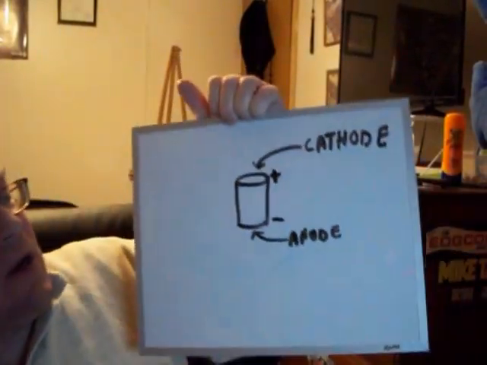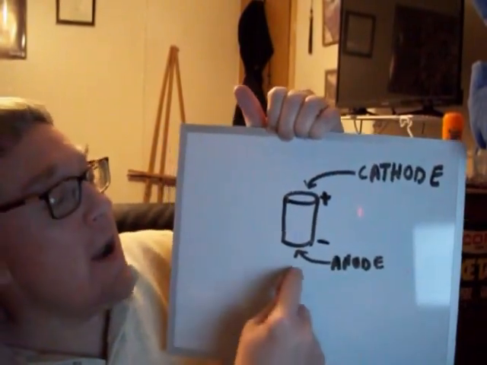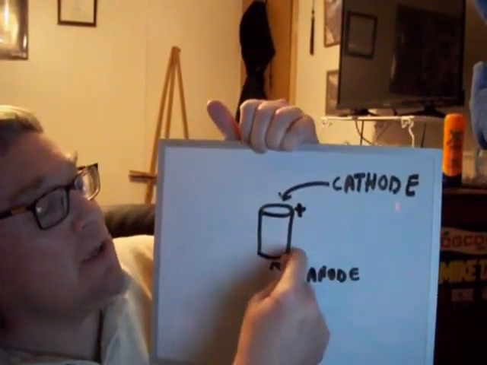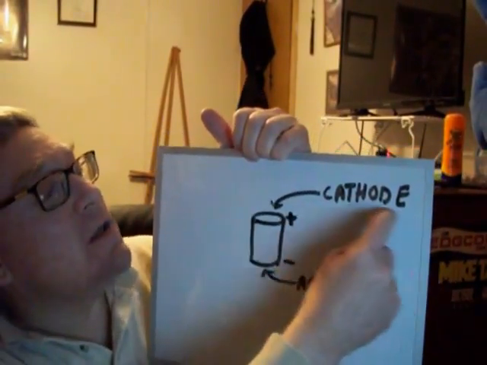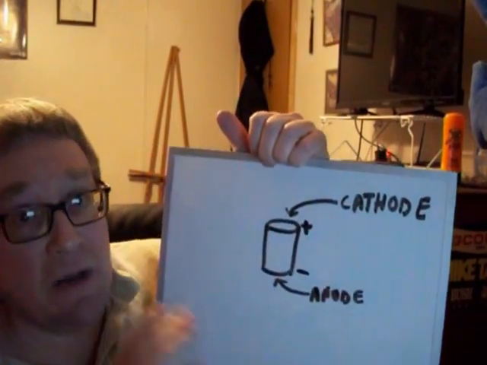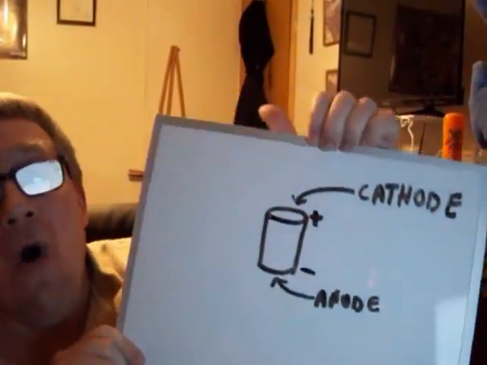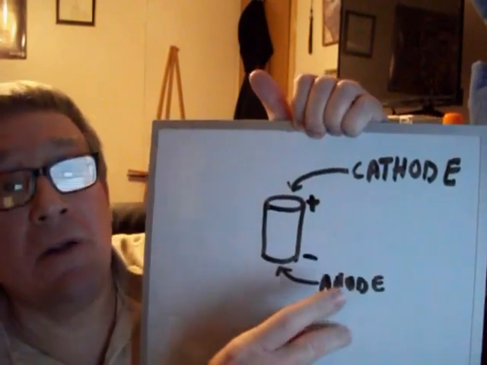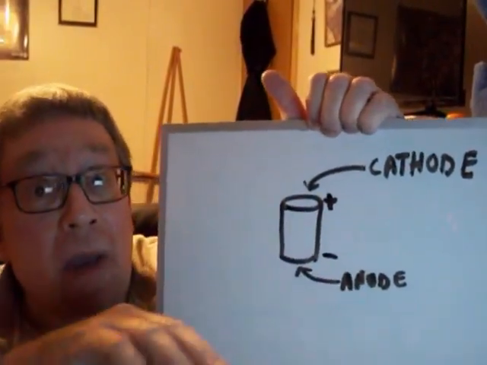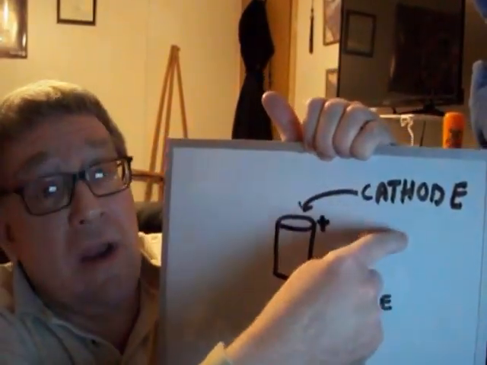Okay, I'm going to show you this. You can see here we've got a picture of a battery, and down here on the bottom it says anode, and you see the negative. And then up here you see cathode, and it's the positive. I'm going to tell you about both of those. The first one I'm going to tell you about in this video, and then I'm going to make another video where I'm going to tell you about this one here.